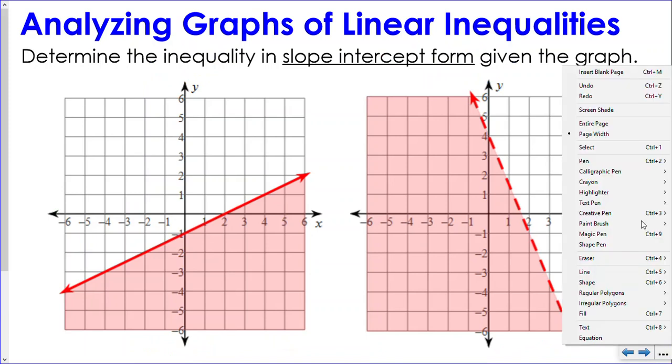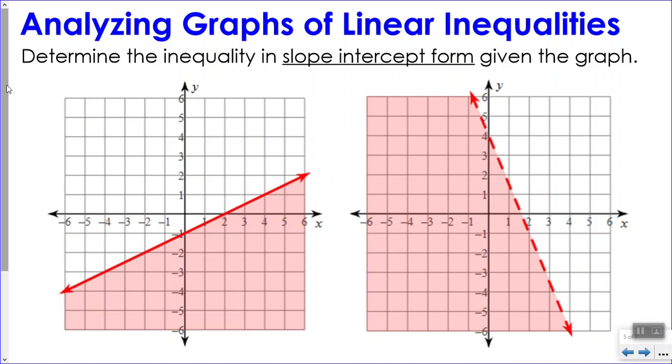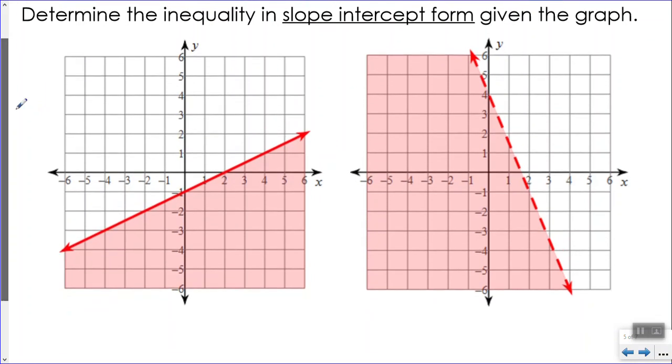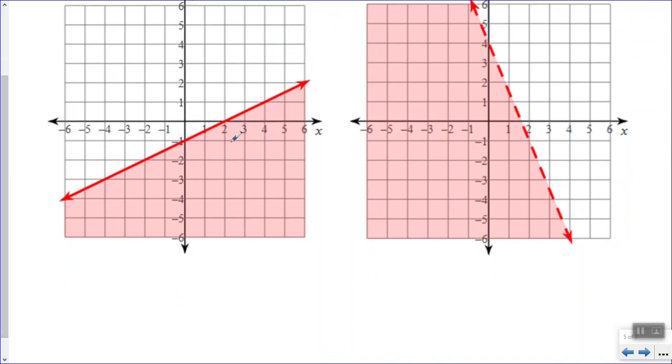Sometimes we're going to be asked to write an inequality given the graph, so basically backwards of what we're doing. Again, this starts out exactly the same as it would with a linear equation. We have to be very careful of the form that we're being asked to use, and we start with our slope and our y-intercept. Then we figure out the inequality symbol.